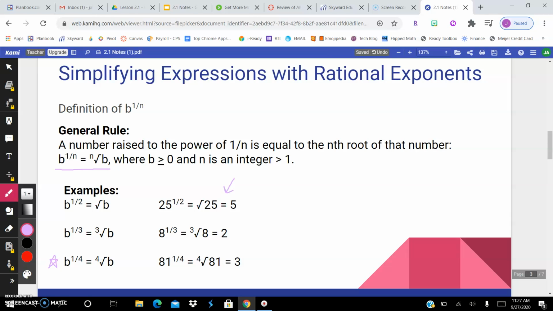I just have them written with actual numbers that work out. So the square root of 25, what times itself is 25? Well, the answer is 5. The cube root of 8, what times itself 3 times is going to give you 8? Well, that would be 2 because 2 times 2 is 4, and then times another 2 would be 8. And then the 4th root of 81 is what times itself 4 times would give you 81, and that would be 3. If we multiply 3 times 3 times 3 times 3, we would get 81.